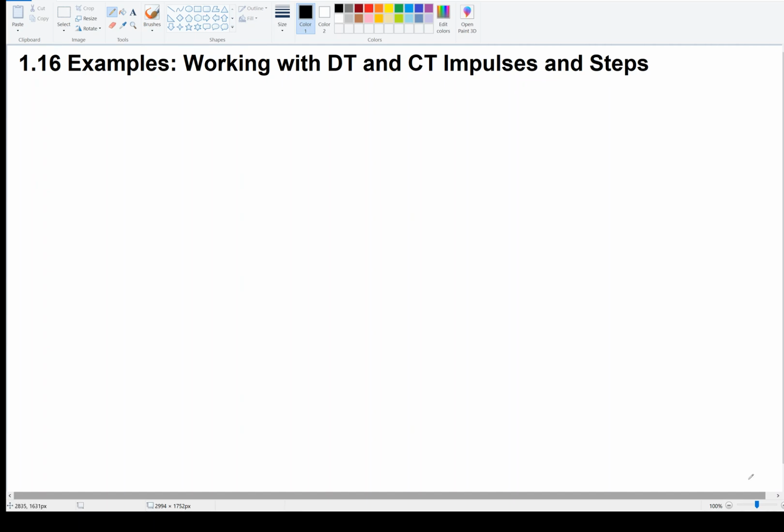Hi, welcome back. In this video, we're just going to look at many different types of examples working with the discrete time and the continuous time impulse and step. So it's kind of like a buffet today. Lots of different things going on. Okay, so first let me give you an example of using the sifting property in discrete time.